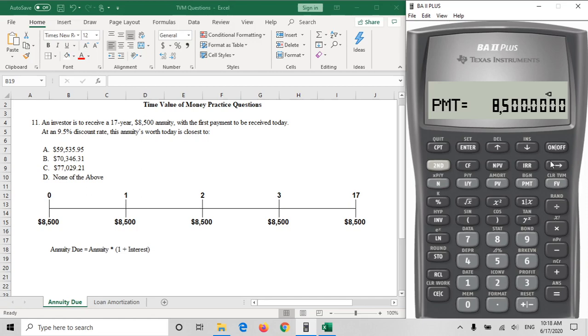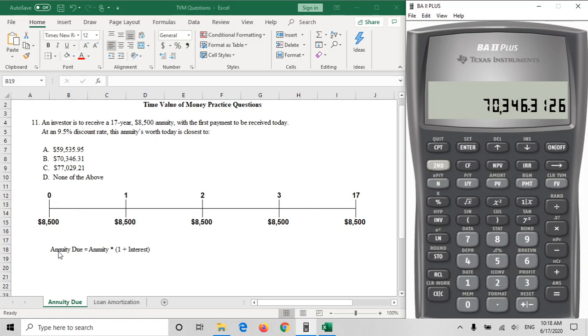Okay, so compute present value. All right, this will be our annuity. So if I ask you, hey, please calculate annuity, the answer will be B.